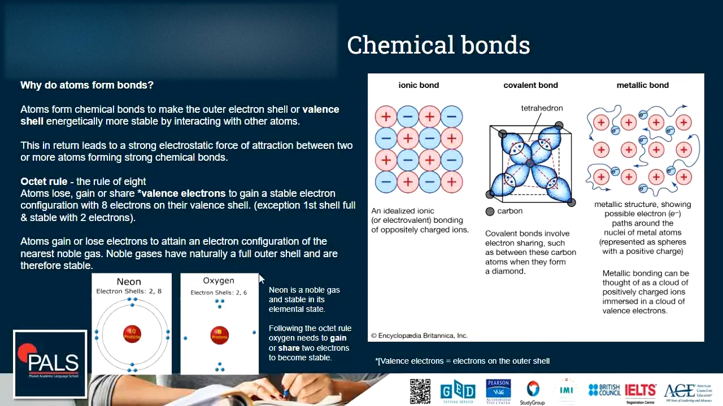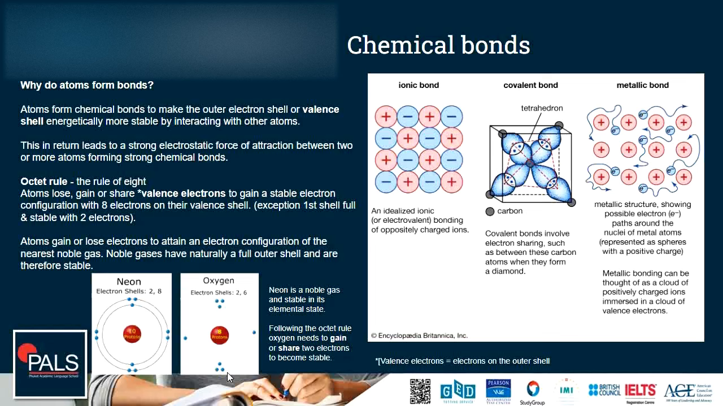Oxygen, on the other hand, we can see here is 8 protons, 8 electrons in total, but only 6 electrons on its outer shell. That is 1, 2, 3, 4, 5, 6 electrons on the outer shell. And therefore oxygen is not in a stable state when it's in its elemental form, and either needs to gain 2 electrons or share 2 electrons to get to its stable state.